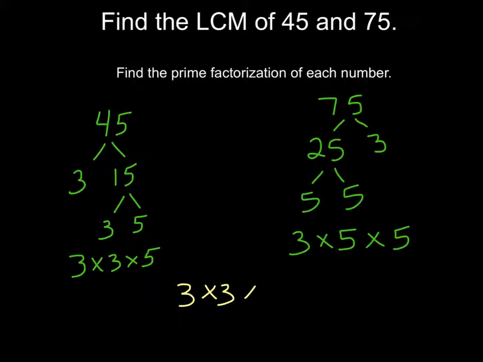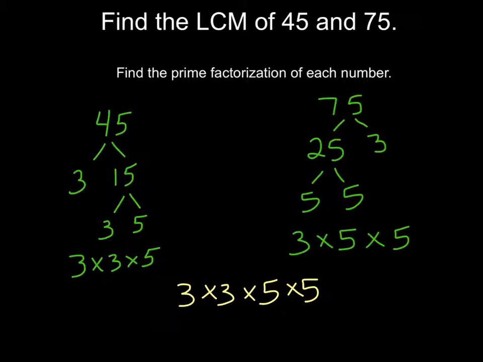Okay. Now I also see that 5 appears one time here, but it appears twice here. So the greatest number of times 5 appears is 2 times on this side. So I'm going to times 5 times 5, so 2 5s.